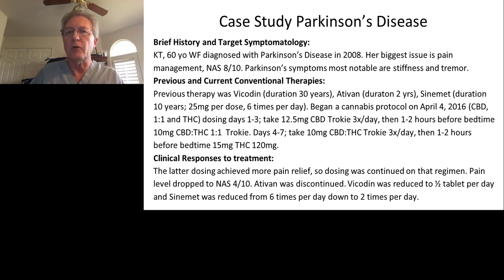Pain level dropped to an NAS of 4.4 out of 10. Ativan she was able to discontinue, and Vicodin she was able to reduce to 1/2 tablet per day. And what's remarkable is she was able to reduce her Sinemet from 6 times a day down to 2 times a day.